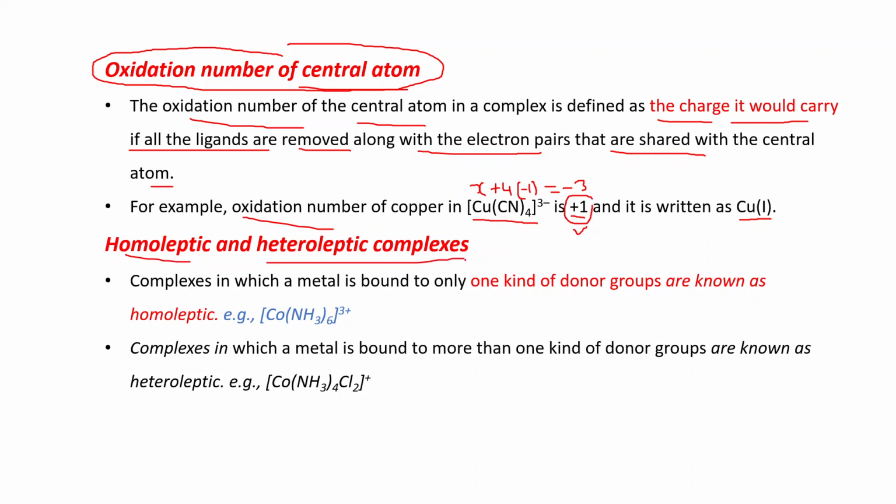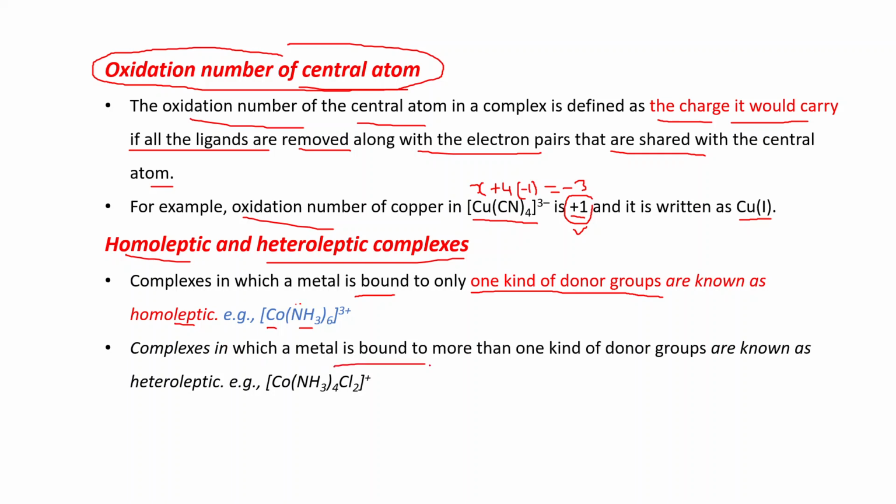Homoleptic and heteroleptic complexes. Complexes in which a metal is bound to only one kind of donor group are known as homoleptic. For example, this is [Co(NH3)6]. Only one kind of donor group, that is, this nitrogen. That's why this is homoleptic.